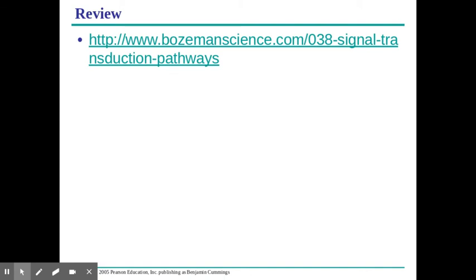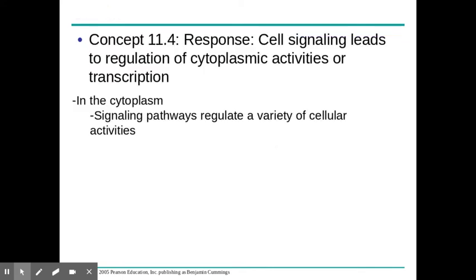All right, I'm going to encourage you to watch this video reviewing a signal transduction pathway, but I want to get to the response. So this is the last step in the process. Cell signaling leads to the regulation of a cytoplasmic activity. It could be transcription, which would affect your DNA. We'll get into that in a couple units, what transcription actually does. If it's in the cytoplasm, signaling pathways regulate a variety of cellular activities. Ultimately, though, a signal transduction pathway has to lead to the regulation of a cellular activity. It's going to cause a cell to respond, in other words.